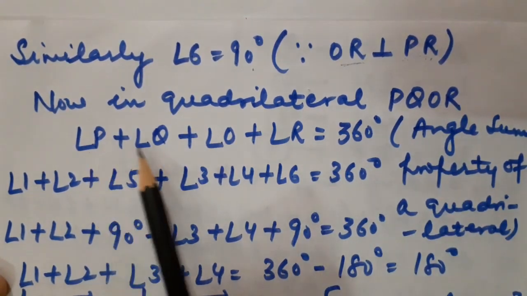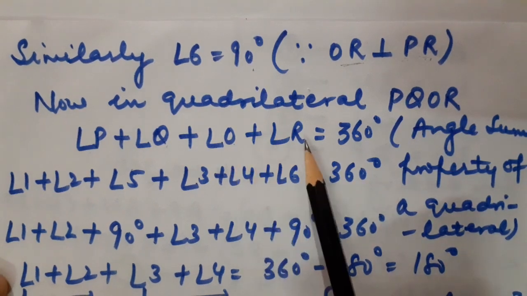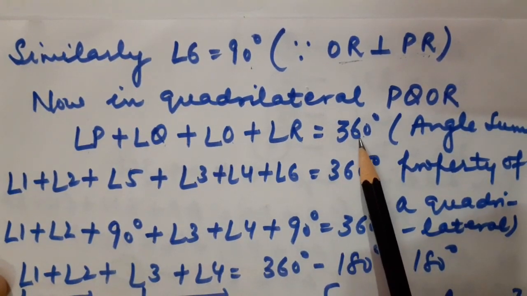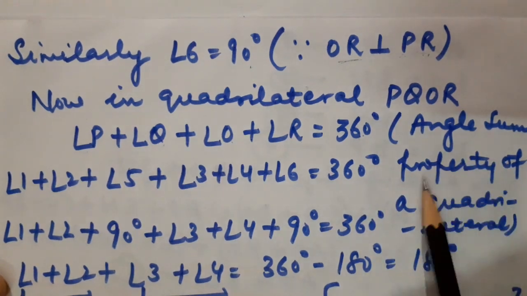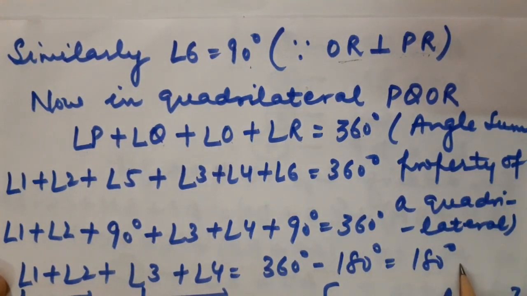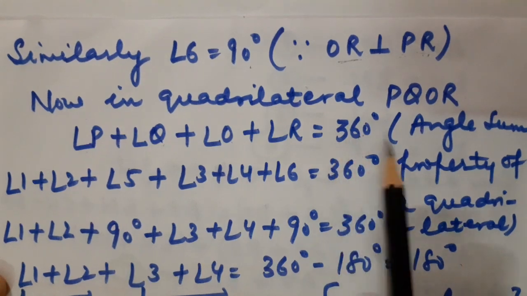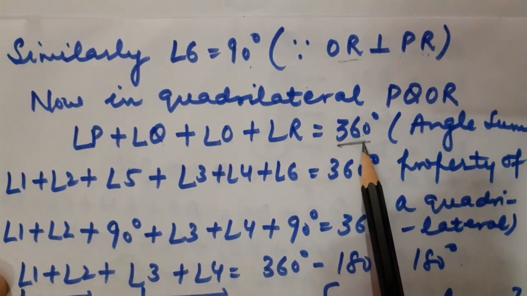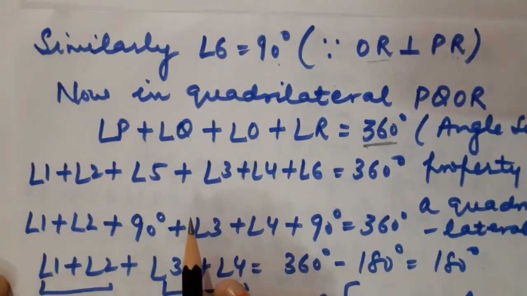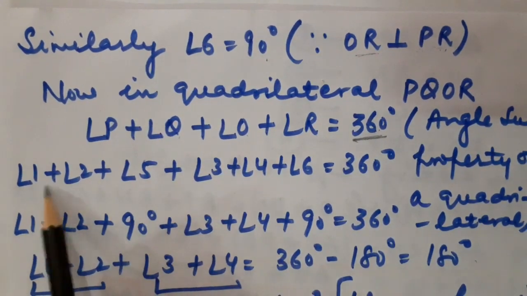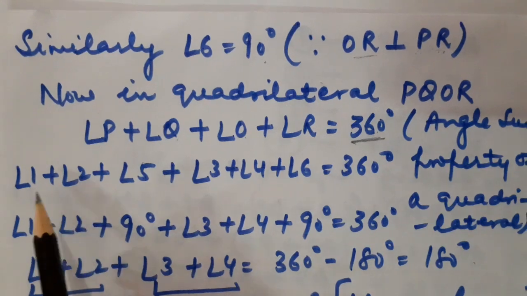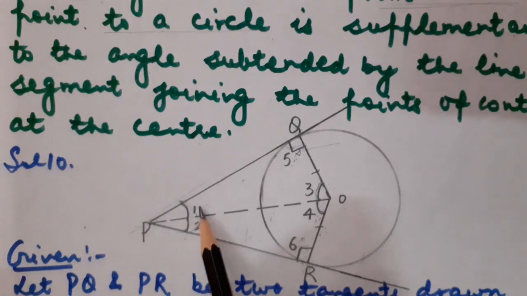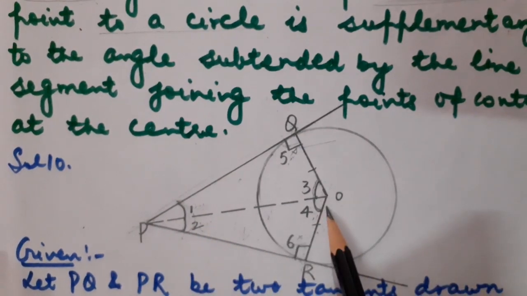So angle P plus angle Q plus angle O plus angle R is equal to 360 degree. Why? What is the reason? Angle sum property of a quadrilateral, or you can say that the sum of all the 4 angles of a quadrilateral is always equal to 360 degree. Fine, children? At point P, you know that there were 3 angles formed. Just have a look at the diagram once again. This is at point P, 1 and 2 are formed, and at point O, 3 and 4 are formed.